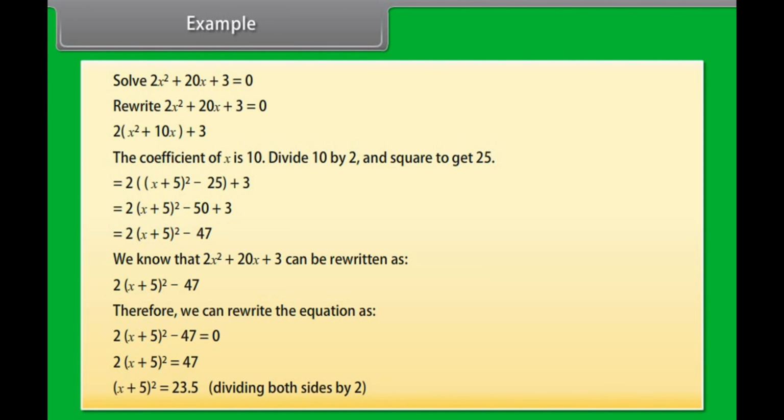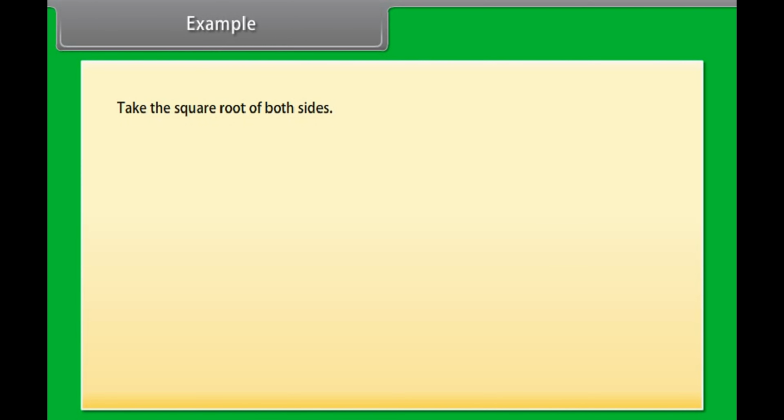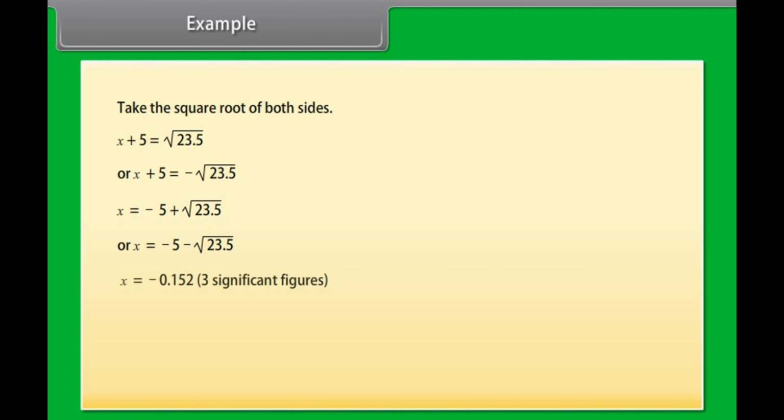Now dividing both sides by 2, we get (x + 5)² is equal to 23.5. Take the square root of both sides. x + 5 is equal to √23.5 or x + 5 is equal to −√23.5. x is equal to −5 + √23.5 or x is equal to −5 − √23.5. x is equal to −0.152 (three significant figures) or x is equal to −9.85 (three significant figures).